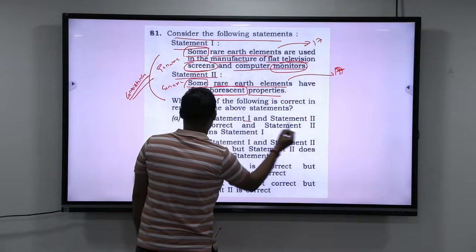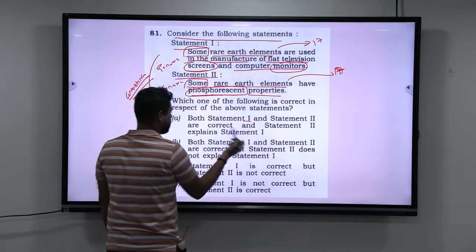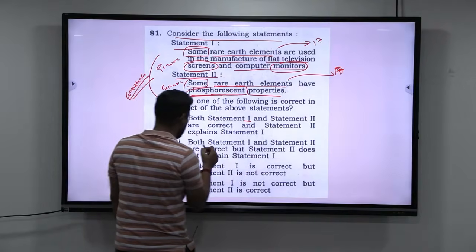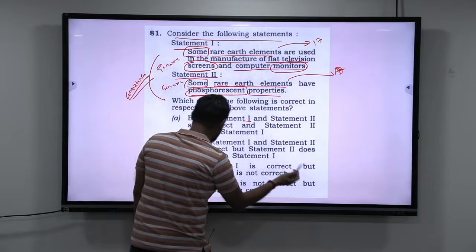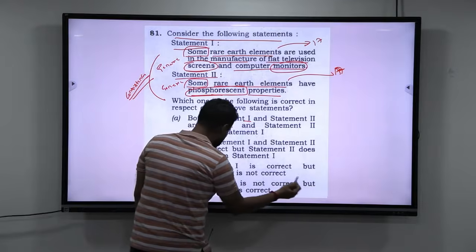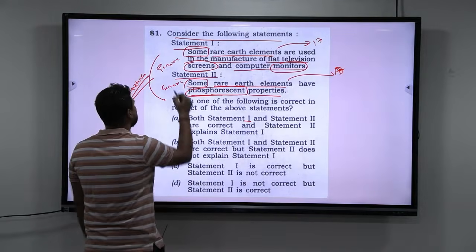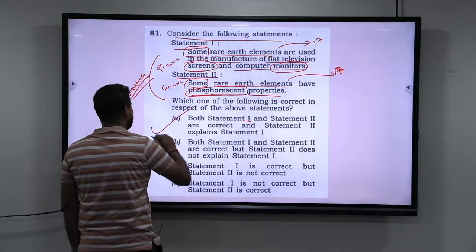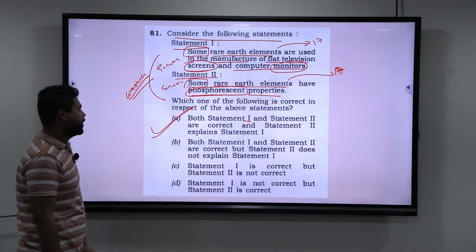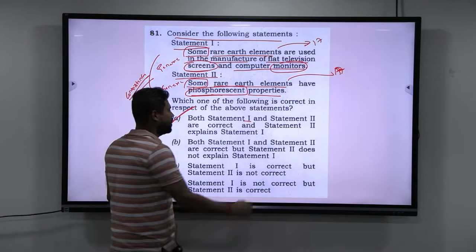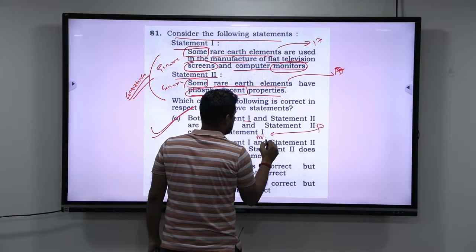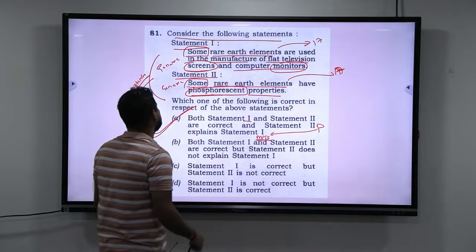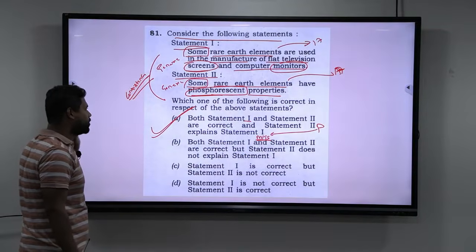So, which one of the following is correct in respect of the above statements? Both statement 1 and statement 2 are correct, and statement 2 explains statement 1. Both statement 1 and statement 2 are correct, but statement 2 does not explain statement 1. Statement 1 is correct, but statement 2 is not correct. Statement 1 is not correct, but statement 2 is correct. Okay. So, just by understanding this with common sense, we know that both statement 1 and statement 2 are correct, and statement 2 explains statement 1. That is, that phosphorescent property is why they are using it in monitors and television screens. Look at this. So you understood this. Okay, with common sense you can understand.